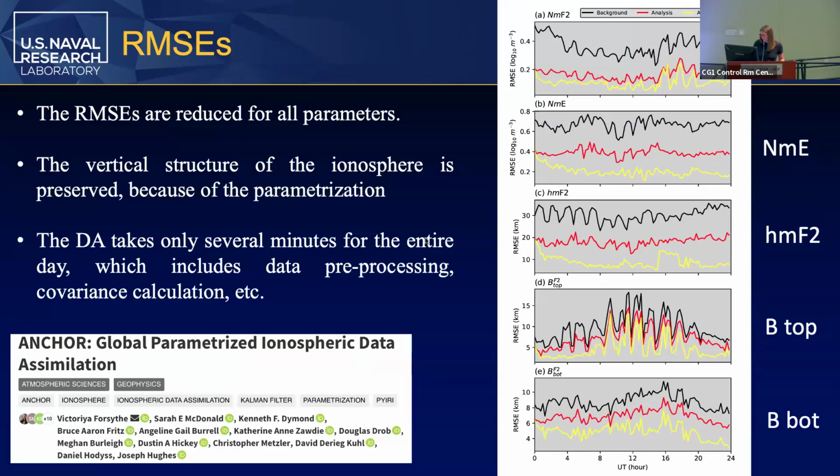Here are the results of the OSSE study again. We're looking at root mean square errors, and the black line shows where we start from. It's the root mean square errors of the background in comparison to the truth. The yellow line is basically how low we can get in our root mean square errors. And again, in most of the cases, we reduce the errors by at least half. The results were published in Space Weather Journal.